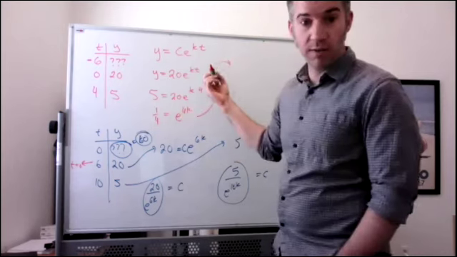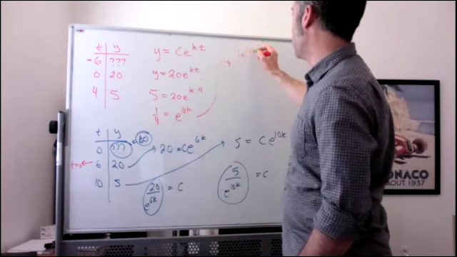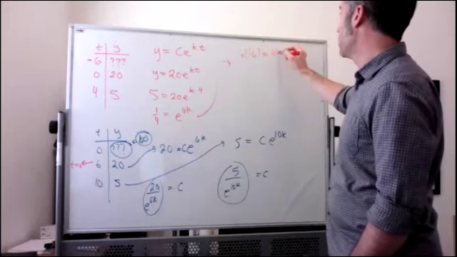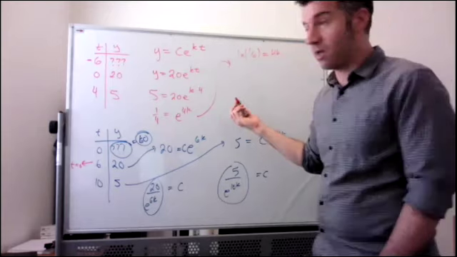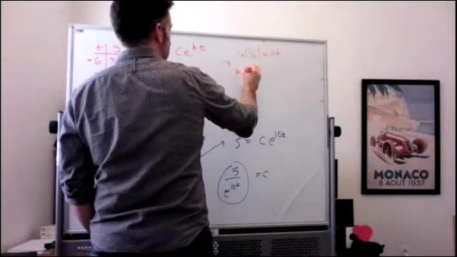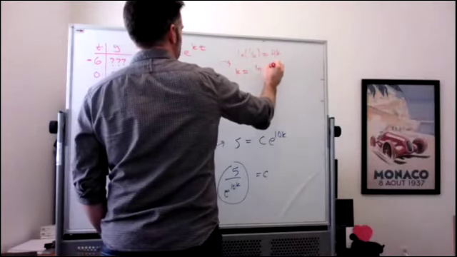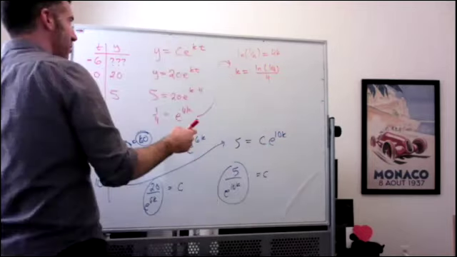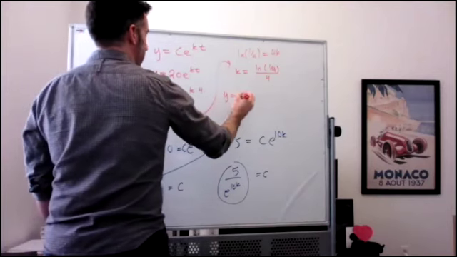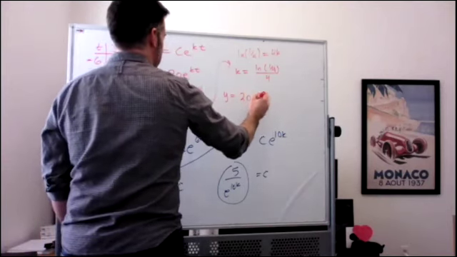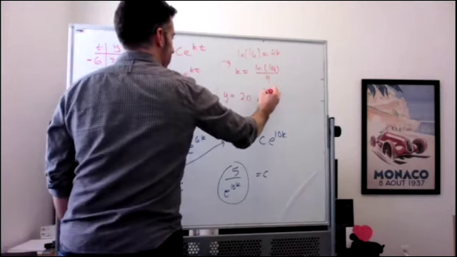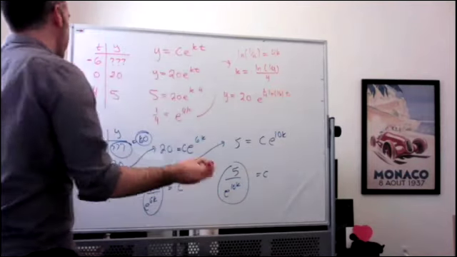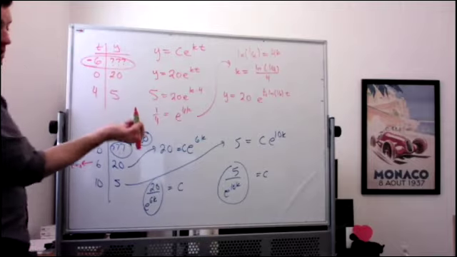Take the natural log of both sides. Natural log of 1/4 equals the natural log of e to the 4k, which is just 4k. So look, we still get the same value for k. We get k equal to the natural log of 1/4 divided by 4. So then our model is y equal to 20 e to the 1/4 natural log of 1/4 t. And then we can plug in -6 for t.